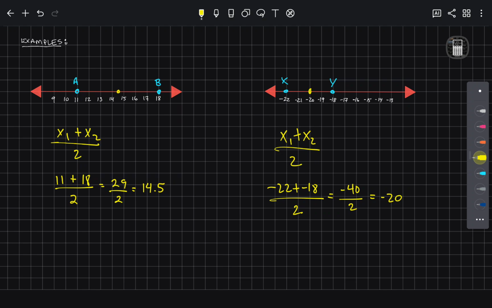This is a prerequisite skill to be able to solve for a midpoint on a line that is on an x and y coordinate grid. So this is one step of what's coming.